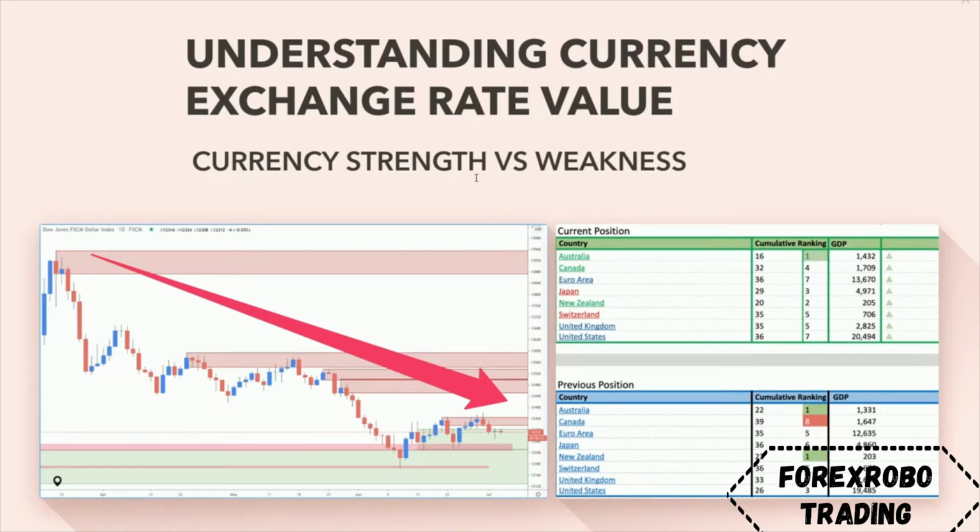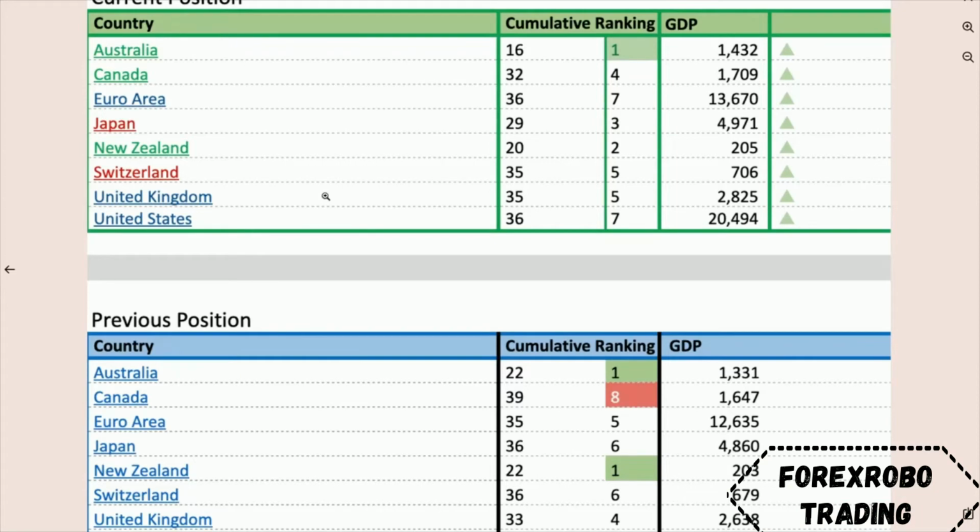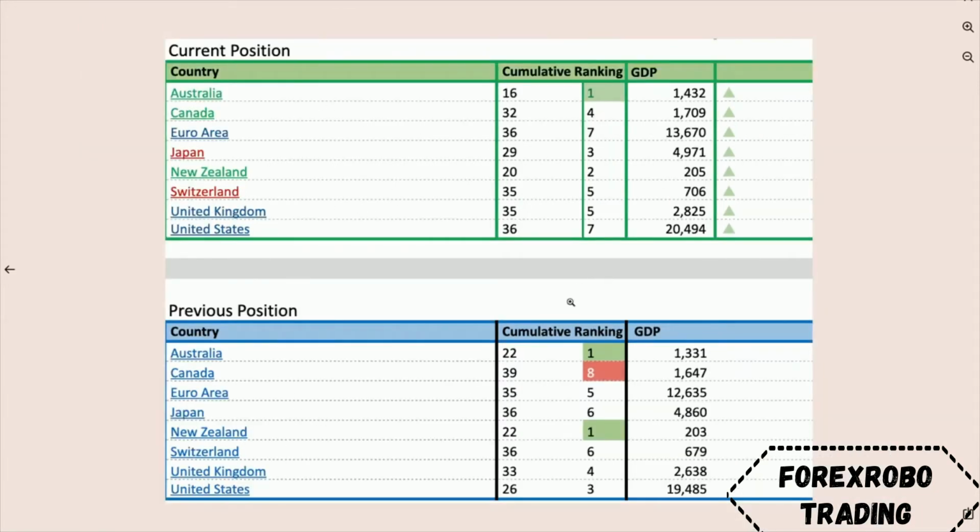So let's take a look at the dollar, for example. Before we do, let's look at the current position and the previous position. In the previous position, the dollar was actually top 3, right? We want to trade 1s, 2s and 3s. Number 1 was Australia, joint first was New Zealand, and in 3rd place was the United States. So it was pretty strong. Previous position was that, and in the current position we have 7.